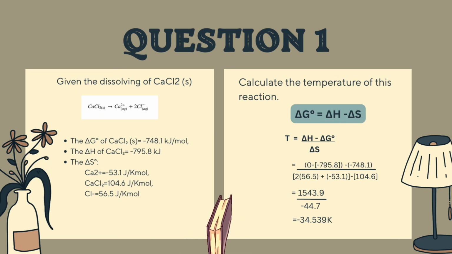For this question, we need to calculate the temperature of this reaction. The formula is delta G equals delta H minus T delta S. We need to calculate the temperature, so the formula is T equals delta H minus delta G, divided by delta S. Insert the information given and then we will get the answer, which is minus 34.536 K of T.